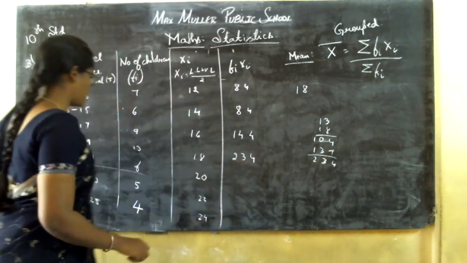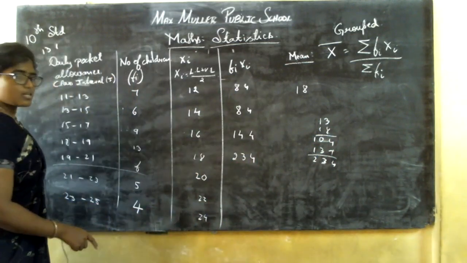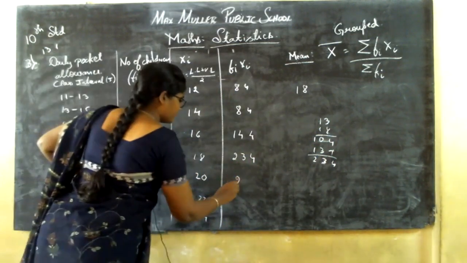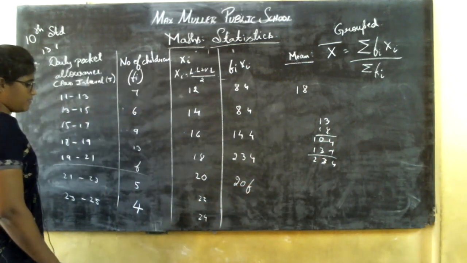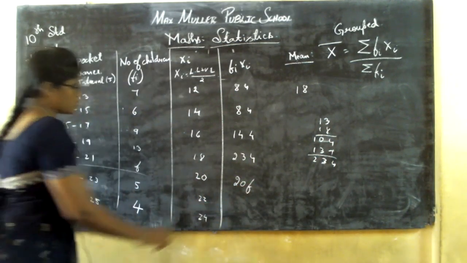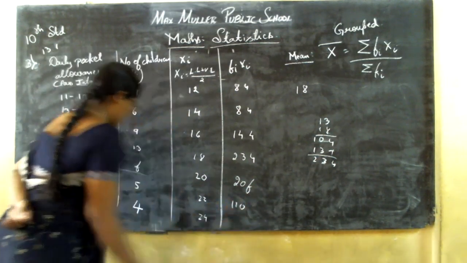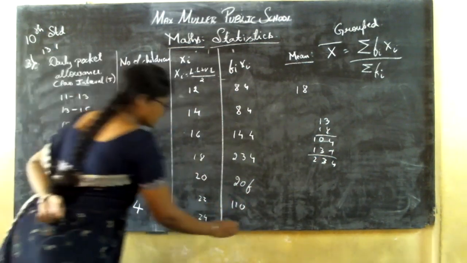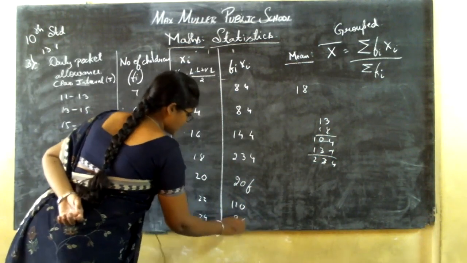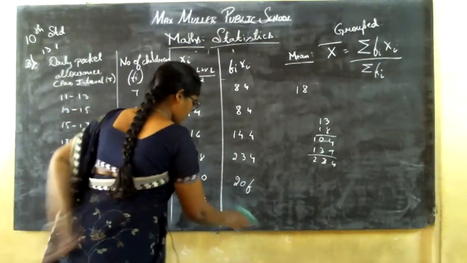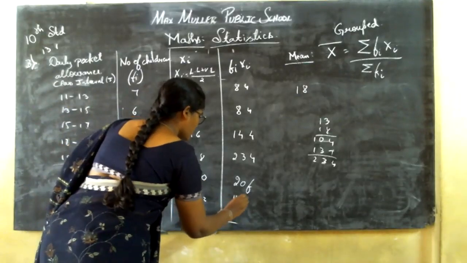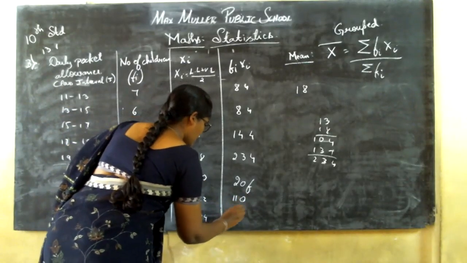Then coming to the next one. F into 20 is 20F itself. Then 5 into 22 is 110. Then 4 into 24 is 96. Correct? So this is 110 and 96.